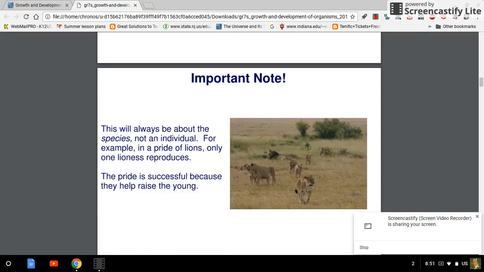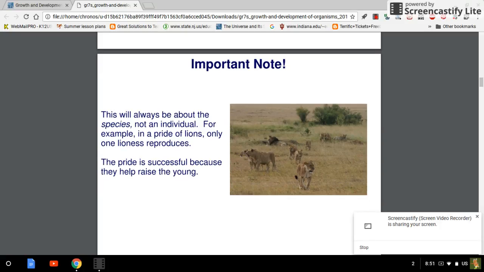This will always be about the species, not the individual. For example, in a pride of lions, only one lioness reproduces. The pride is successful because they help raise the young.